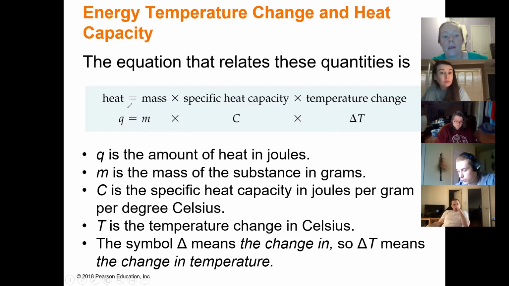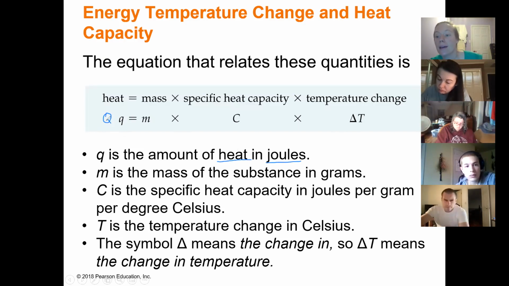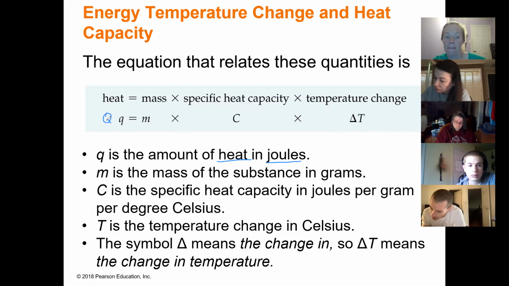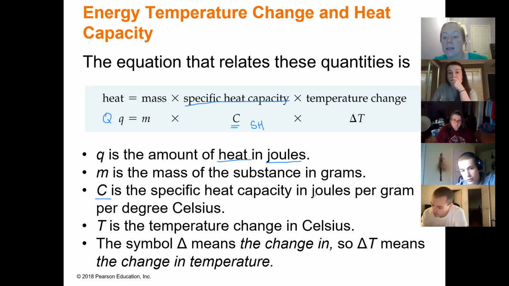Q is sometimes written lowercase or uppercase. Q is the amount of heat in joules. So think of Q as how much energy is being absorbed or how much energy is being released. Versus our C value. I'm going to skip over M. The C value is the specific heat capacity. Sometimes instead of a C, they'll write it as an SH for specific heat. It means the same thing. So here's C. The specific heat capacity is in joules per gram degree Celsius.